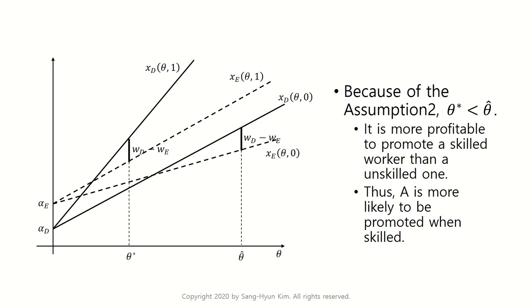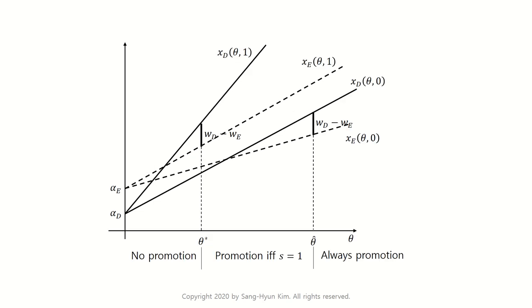So what was the assumption? The assumption was that for a difficult job, skill is important and talent is important. So it is more profitable to promote a skilled worker than an unskilled one. And thus, the agent is more likely to be promoted when skilled. So this gives an incentive to make an investment in skill, right? So this is the promotion strategy.